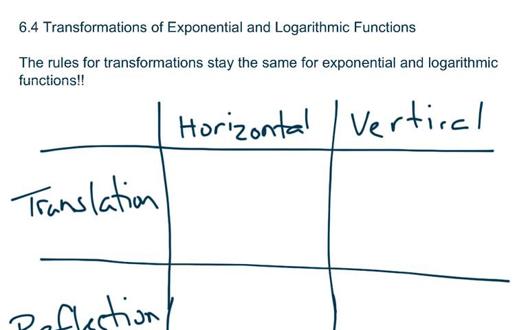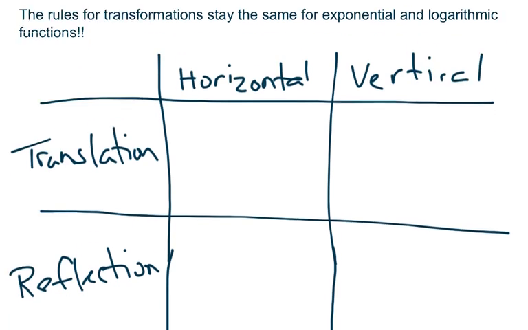Section 6.4, transformations of exponential and logarithmic functions. These rules for transformations, regardless of the function, whether it's exponential, logarithmic, polynomial, quadratic, cubic, linear, absolute value, the rules for transformations are exactly the same no matter what type of function you are using.